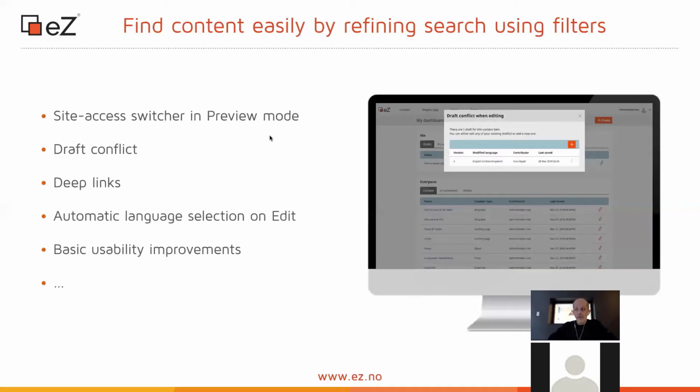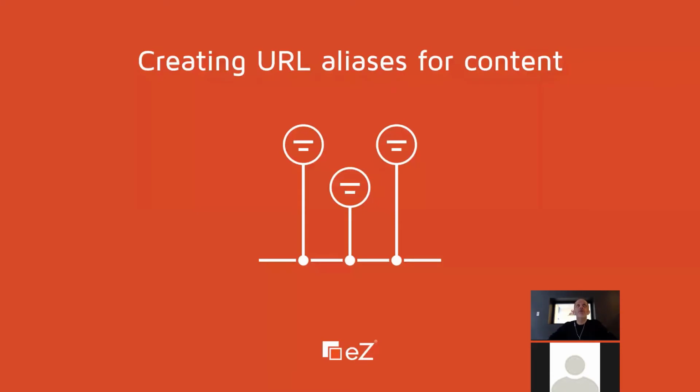Next are bigger features. They are not small user experience things, but more solid features. They allow you to do new things and not just to create better experiences when you create content. The URL alias is not new to those of us who have been using Easy Publish, but it was not yet present in Easy Platform, and now it's created, it's present.